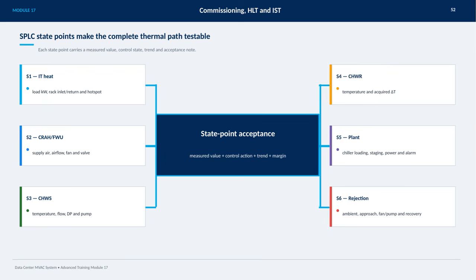S3 covers the chilled water supply, capturing temperature, flow rates, differential pressure, and pump status. Then at S4, we observe the chilled water return temperature and calculate the temperature differential. S5 gives us insight into the plant's performance, including chiller loading, staging, power consumption, and alarm conditions. Finally, S6 looks at the rejection side, measuring ambient conditions, approach temperatures, fan and pump activity, and recovery status. The key here is the state point acceptance criteria, which combines measured values, control actions, trends, and margins to ensure system reliability and efficiency.